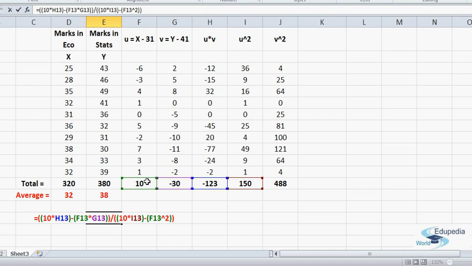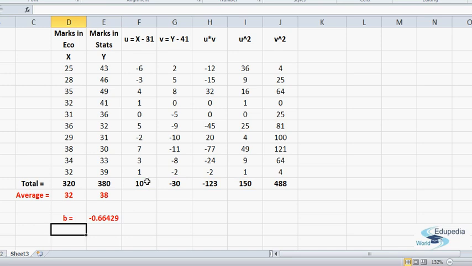Okay, so when we do the calculation, we've got the value of b as minus 0.66429. You can approximate it to minus 0.66. In the same way, let's find the value of d.